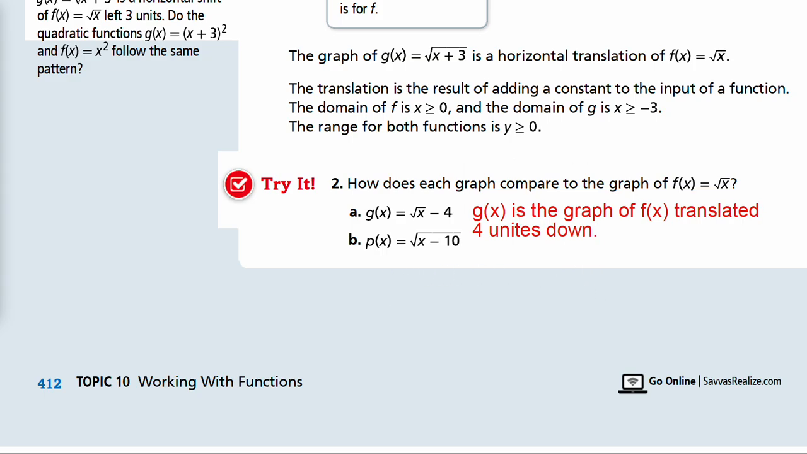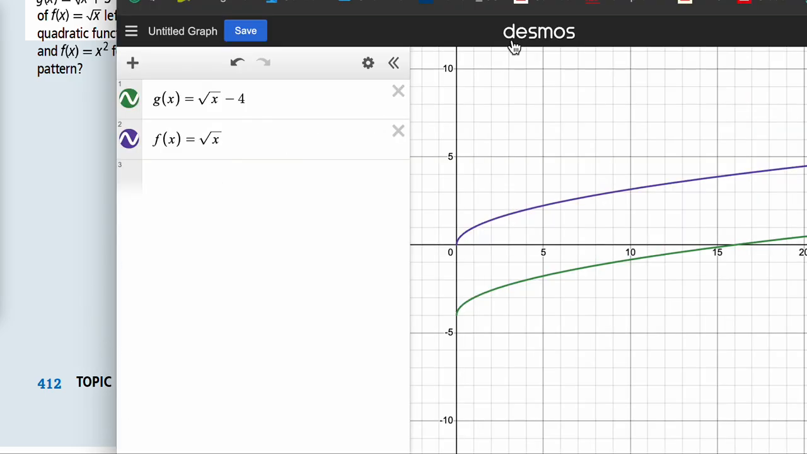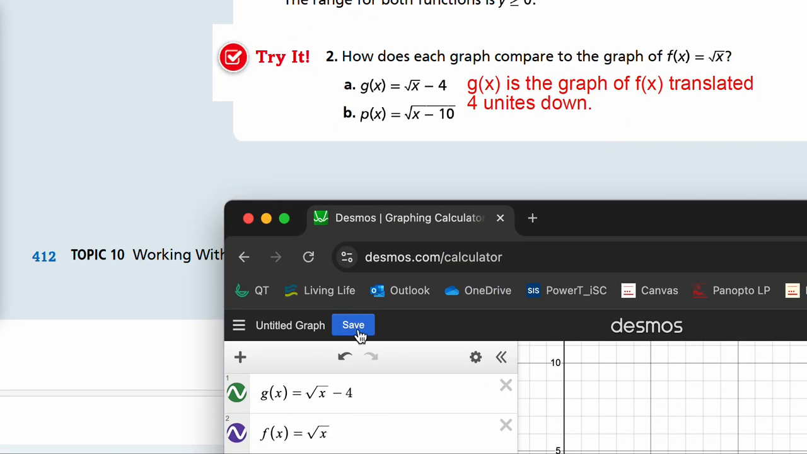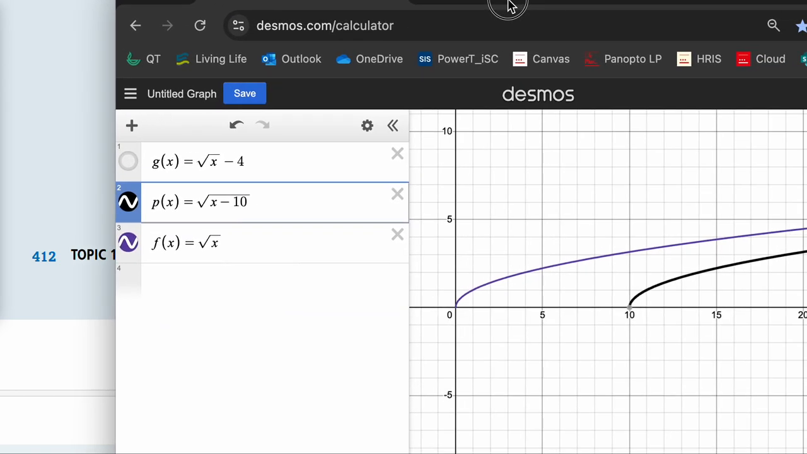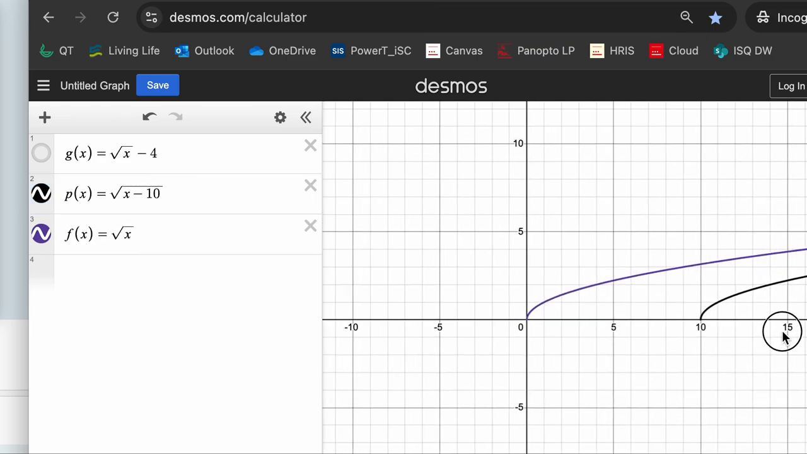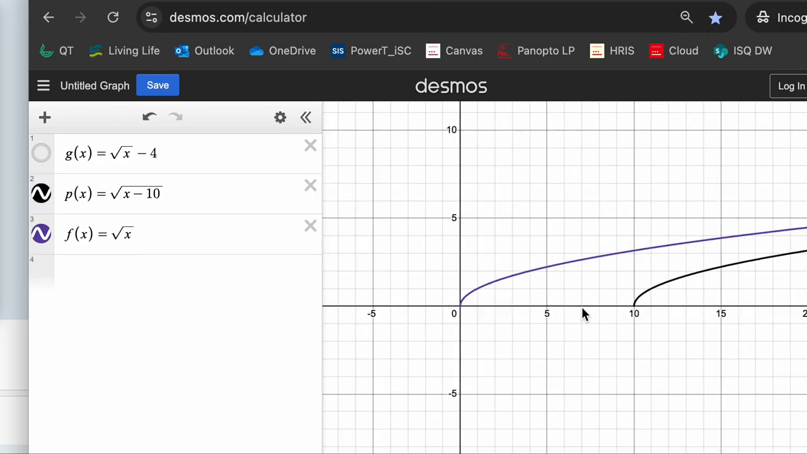And in the same way, let's look at p of x. P of x is equal to square root of x minus 10. Compared to the parent function f of x, it seems like a horizontal translation, 10 units to the right, right? So this parent function point moves 10 units to the right.